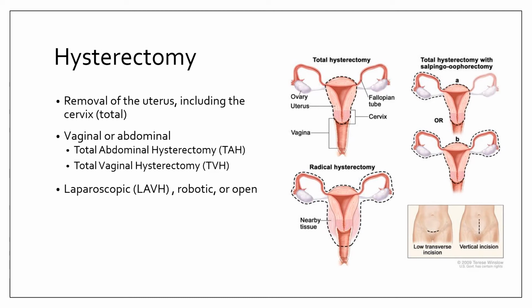This can be done through an abdominal hysterectomy, which we call a TAH, where they will make an incision in the abdomen to remove the uterus. We can also do it as a vaginal hysterectomy, where they will usually put laparoscopic ports in, and then remove the uterus and the cervix out through the vagina as opposed to through the abdomen. Like I said, this can be done laparoscopically, robotically, or open.